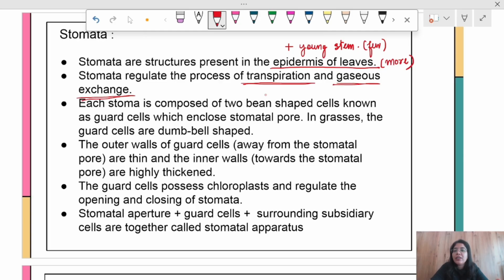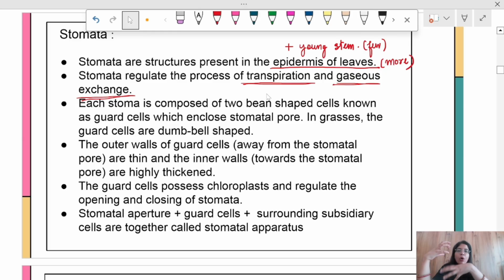Okay, you know that plants do gaseous exchange, right? You know that carbon dioxide has to enter the plant body and oxygen gets released from the plant body. So for this gaseous exchange, they need certain pores, and those pores are present here in the form of stomata. Also, the plant has to lose a lot of water in the form of vapor, that is called transpiration, right?